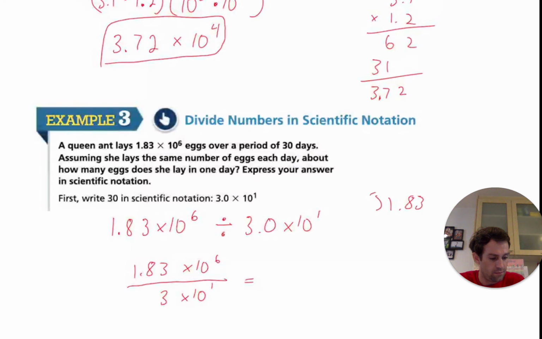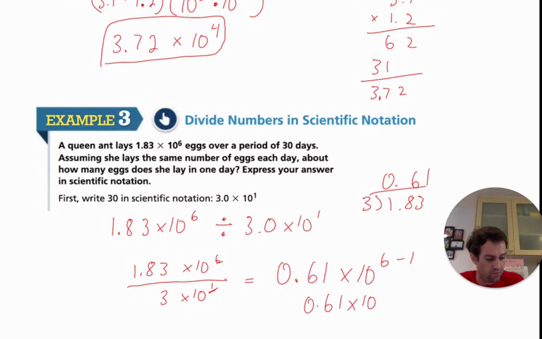So we can rewrite this as 1.83 divided by 3 gives us 0.61. So it will be 0.61 times 10 to the power of 6 minus 1. When we're dividing, we subtract the exponents, so it will be minus 1. So it is 0.61 times 10 to the power of 5.